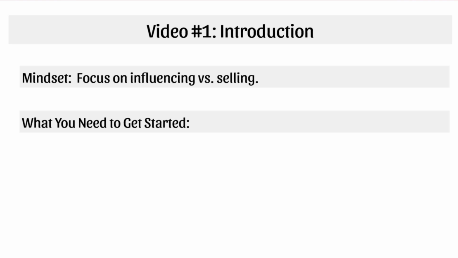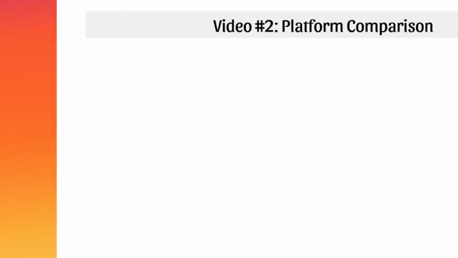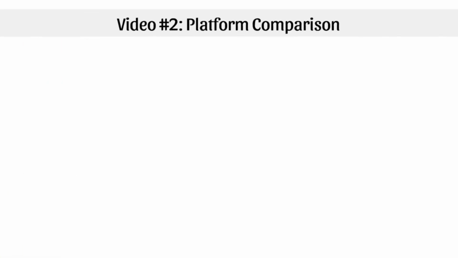But here's what you need to get started, which is pretty self-explanatory. You're going to need, number 1, an Instagram account. And of course, you'll need an idea of what you will be influencing people about, which indirectly will sell your product and service. It'll make more sense as I go through the course. All right, with that said, let me jump on over to video number 2.